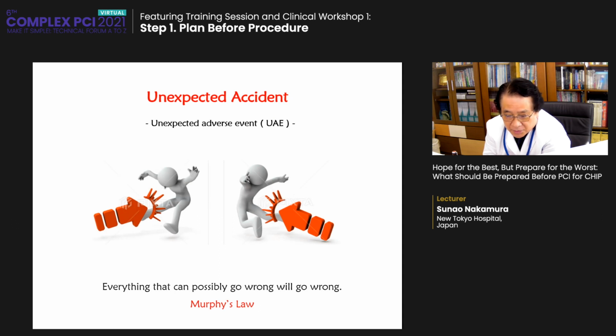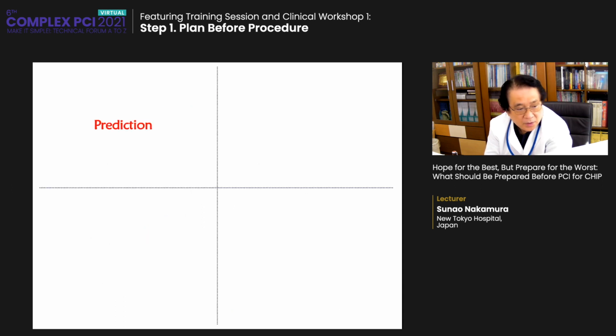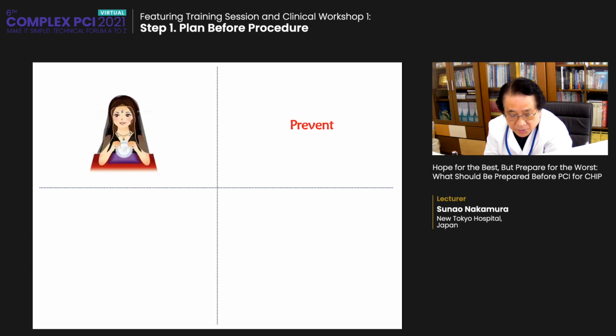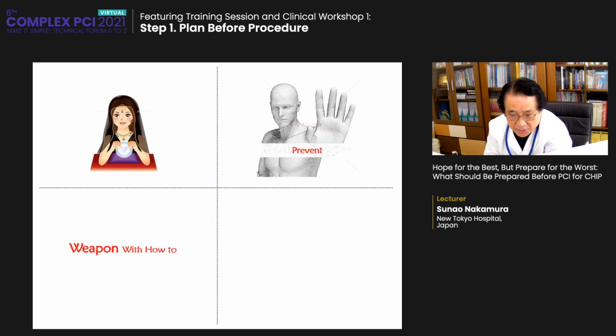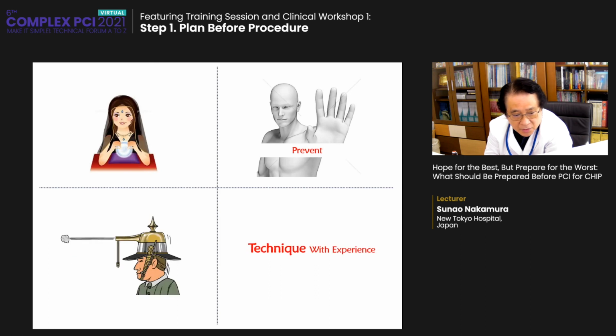I think 90% of expected accidents can be avoided, as unnecessary events. For saving all unexpected events, you need a good eye of prediction, you need to know the way of preventing, you need to have a weapon, and finally you need a good technique.